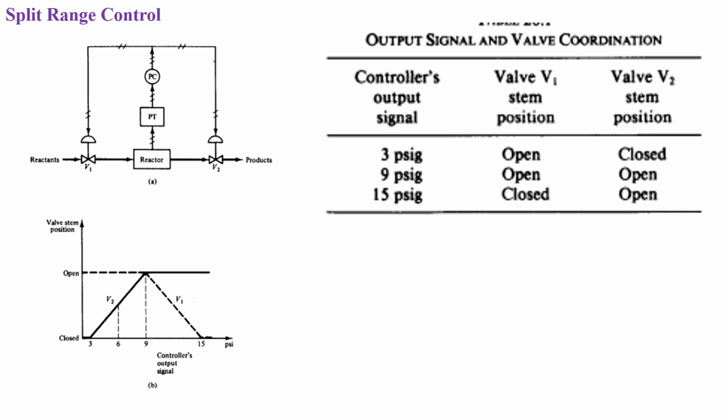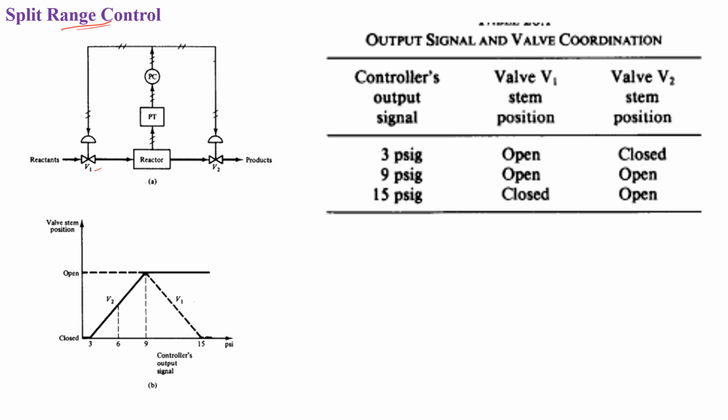Okay, the second multi-loop control is split range control. By seeing this picture, you will understand. So this is the reactor. In this reactor, I'm going to use this valve to pass the reactant. Here we have to maintain the temperature and pressure. Then based on that, it produces the output. So this is the reactants, this is the product.